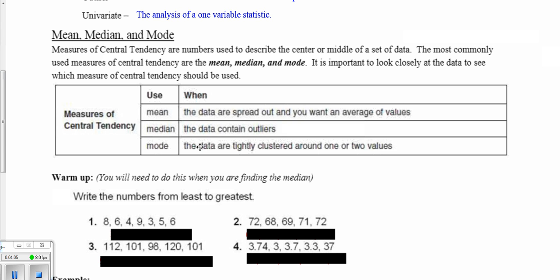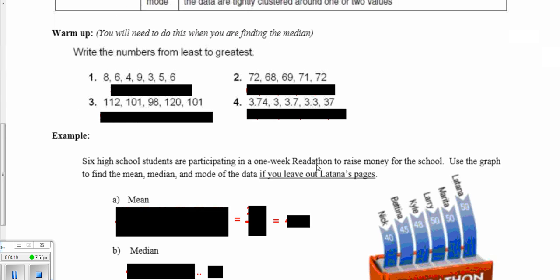And then the mode. You'd want to use the mode to describe when the data are tightly clustered around one or two values. So if you've got a lot of numbers happening around the same number, you might want to use a mode to describe, like, this is the most common value of all of them.